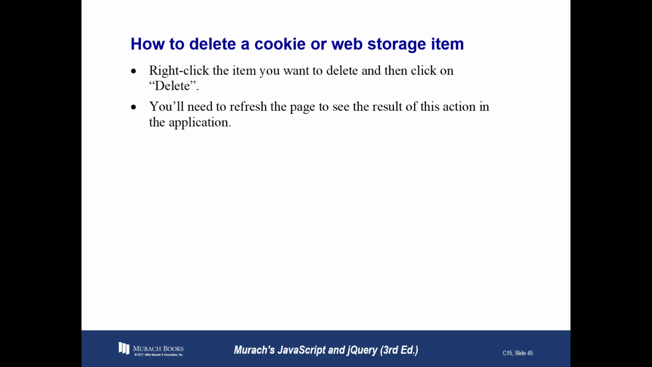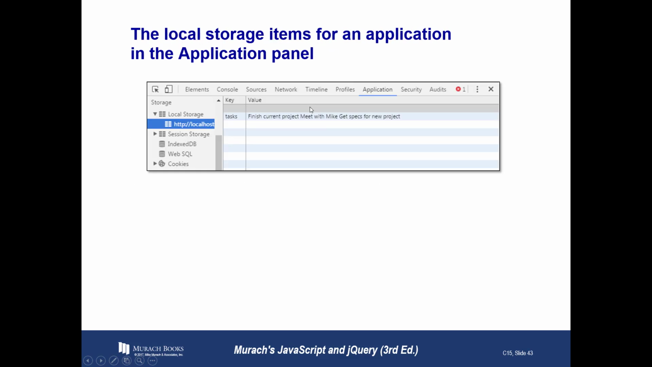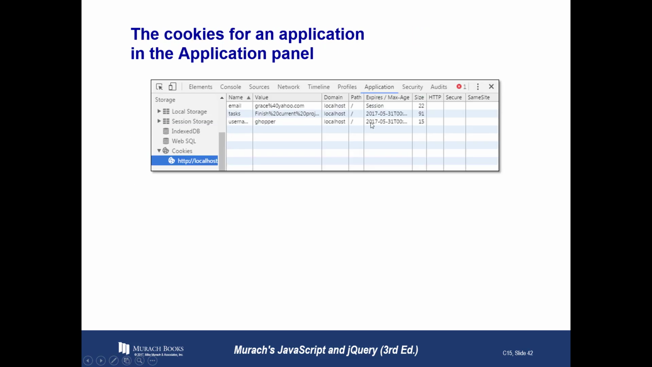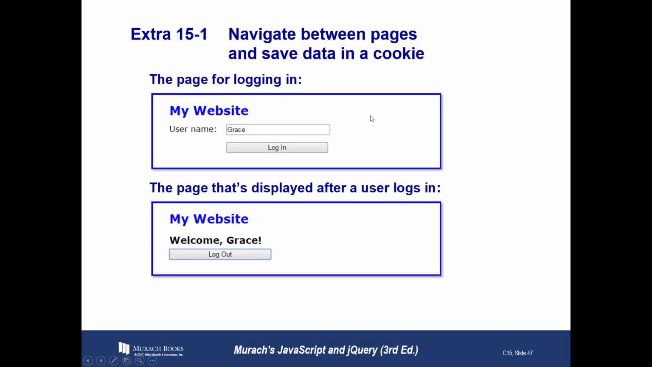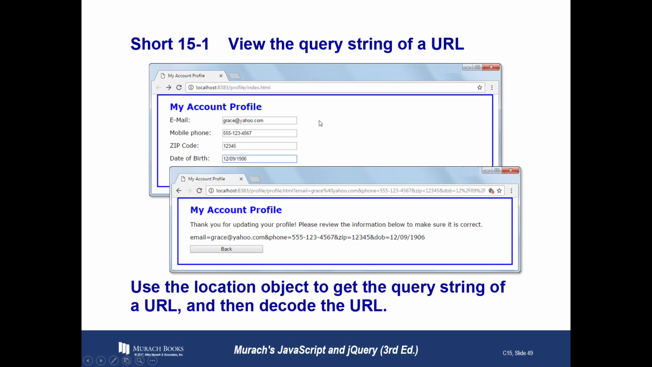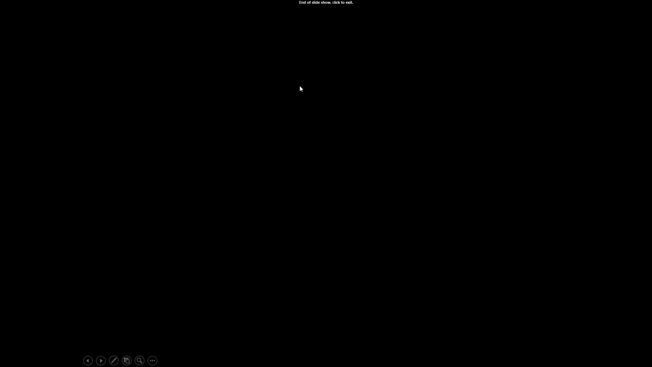Again, you can delete a cookie by doing one of two things. It says you can right-click on the item you want to delete and then choose delete. So you could right mouse click on here and choose delete to make it expire immediately. Or you can give it a date that is in the past and it'll be removed as well. That's pretty much it, I believe, for this chapter.